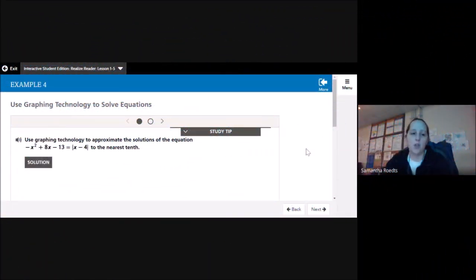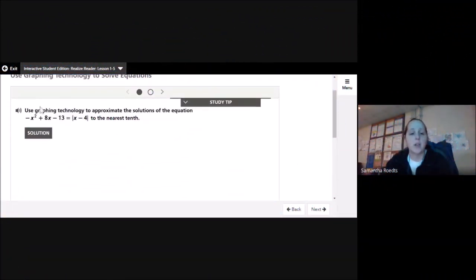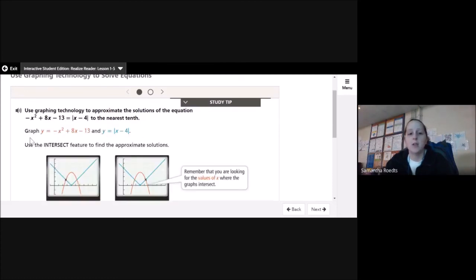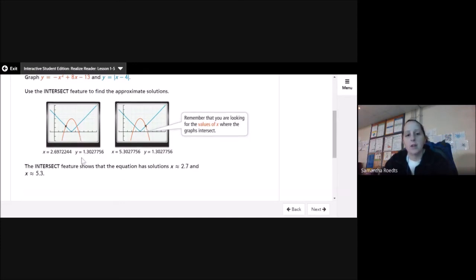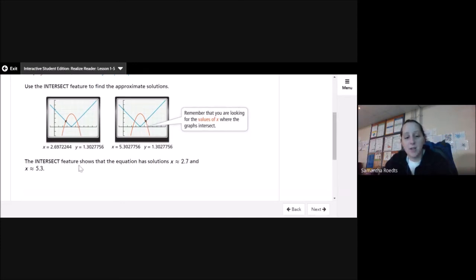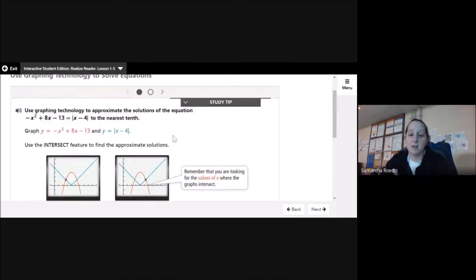All right, example 4, use graphing technology to solve equations. Use graphing technology to approximate the solutions of the equation negative x squared plus 8x minus 13 equals the absolute value of x minus 4 to the nearest tenth. So again, I graph my two sides, and I use the intersect feature on my calculator, or if you're in Desmos, you just click on it to find the intersection. The intersect feature shows that the equation has solution x is approximately 2.7 and approximately 5.3. Remember, you're looking at the values of x.